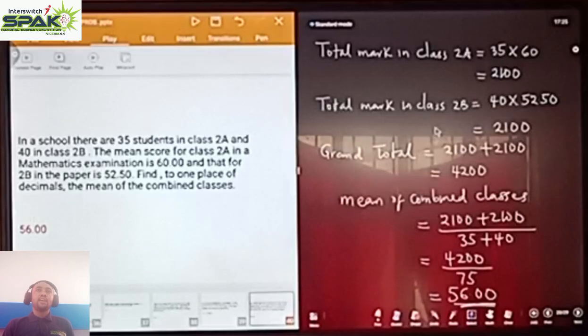And the mean for class 2B, there are 40 students, and the mean is 52.50. Then the total mark will be 40 times 52.50, and that will give us 2,100. Then the grand total, the total of the 2 classes, is 4,200. Now, to find the mean of the combined classes, we have 4,200 over the total number of pupils in class 2A and class 2B. So we add them together to give us 75. Divide 4,200 by 75, you have 56. So 56.00 is the mean of the combined classes.